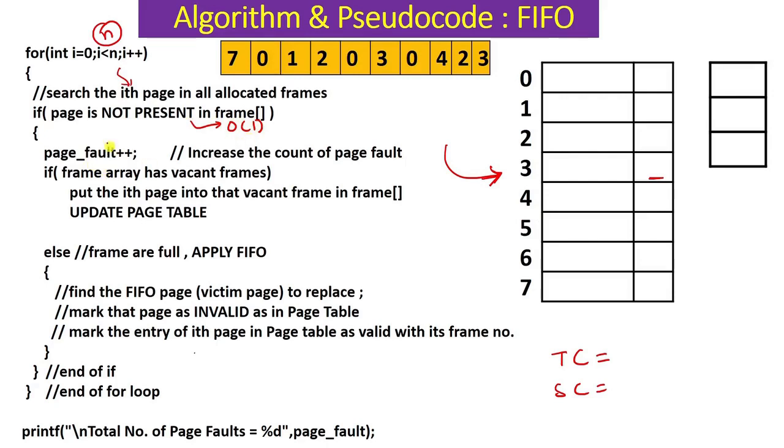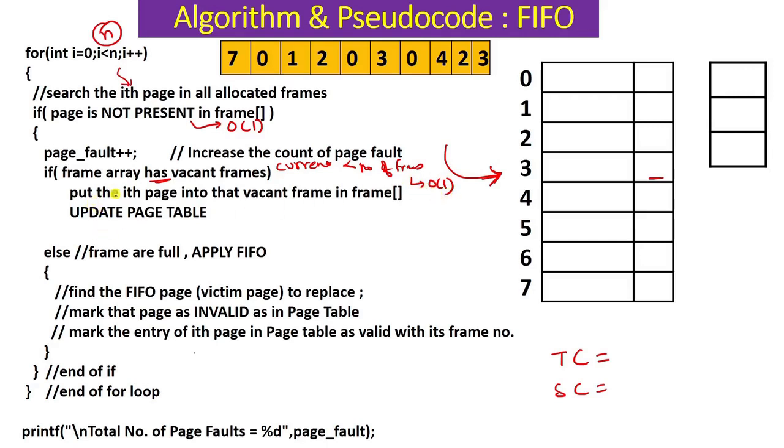After that, if the page is not present, we check whether the frame array has a vacant frame or not. Here we have used a simple constant time operation: current is less than number of frames. If it is, then we have a vacant frame. Again, this has no function call and is a simple O(1) time complexity.